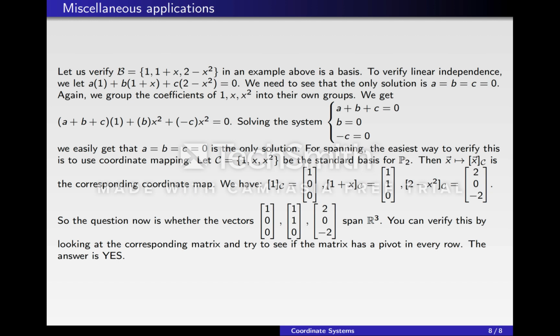And so you can verify easily that the vectors 1, 0, 0, 1, 1, 0, and 2, 0, minus 1 actually span R3, because you just put them into a 3 by 3 matrix and verify whether there's a pivot in every row. We've done this many times, and the answer is yes, right? So that means that the original vectors 1, 1 plus x, 2 minus x squared span P2, and we're done.